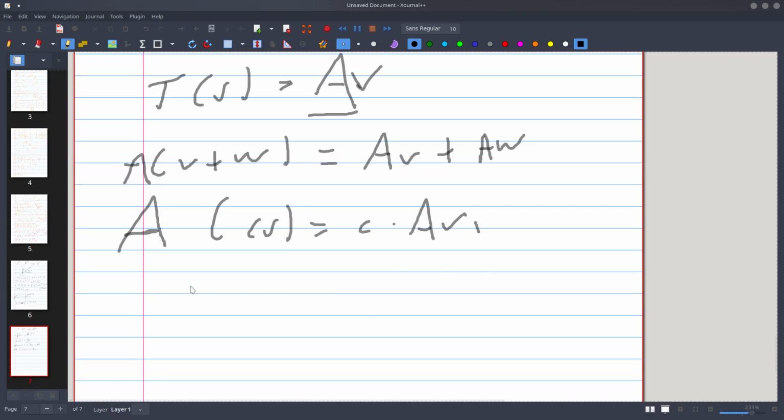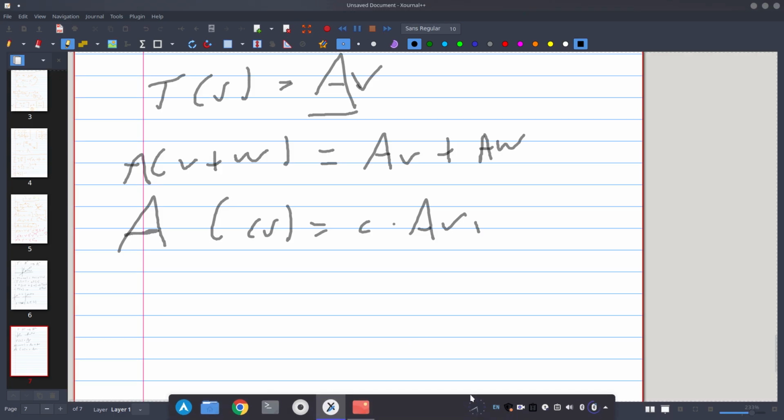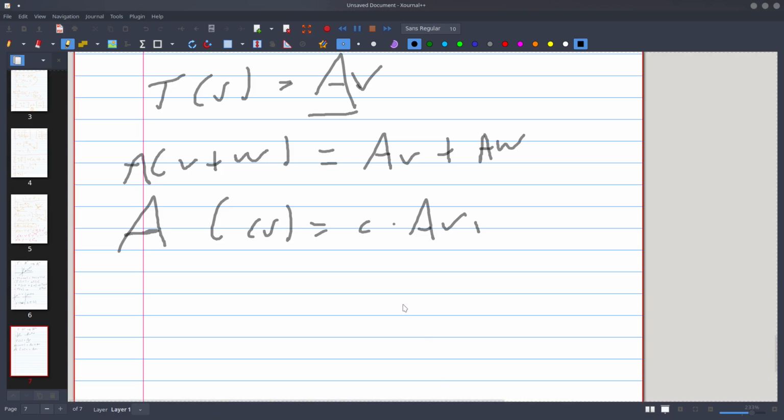And you should see very clearly why A of 0 is 0. You give it a zero vector, no combination of the columns of A will give you anything but the 0 vector, obviously. So 0 times anything will take you to 0. This is trivial, right?